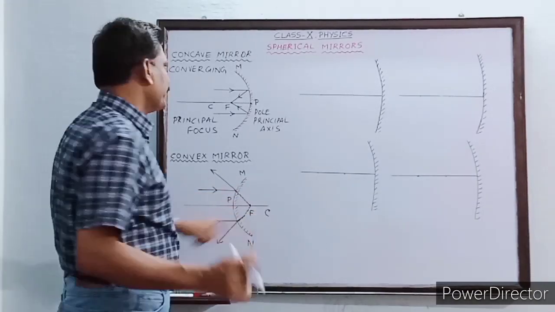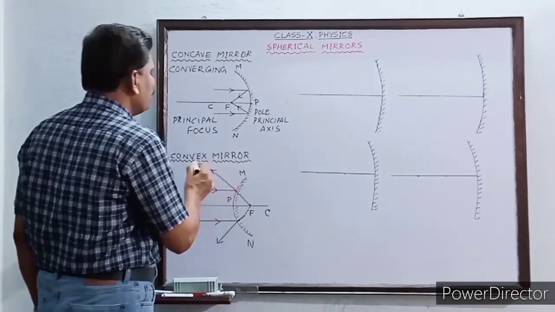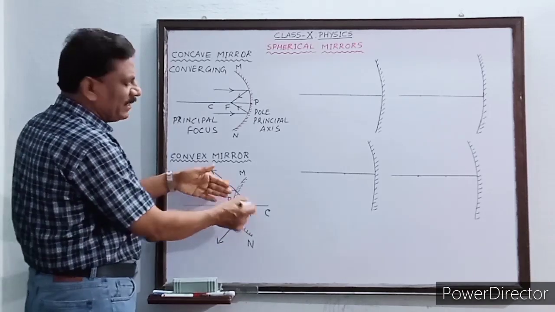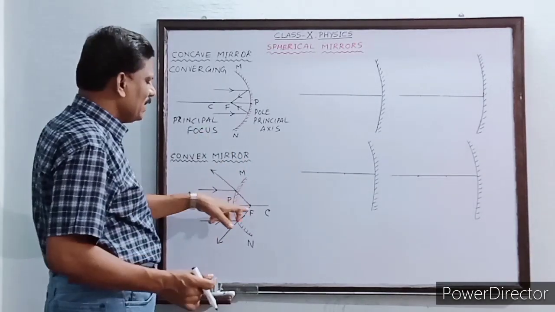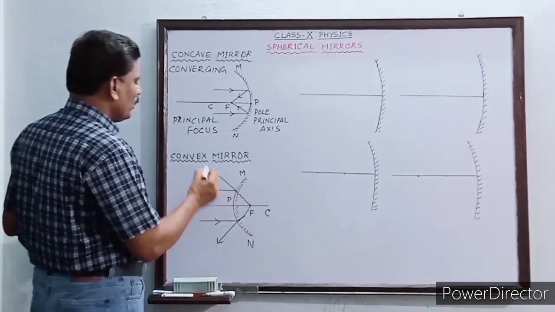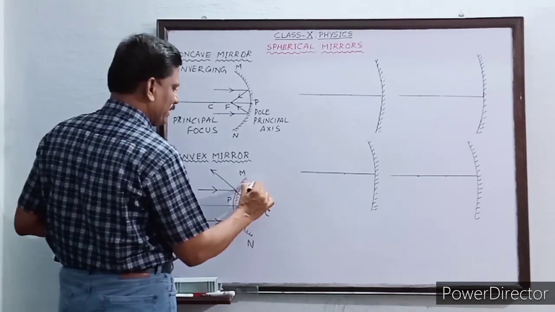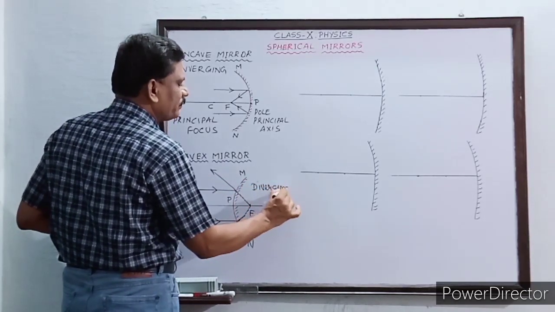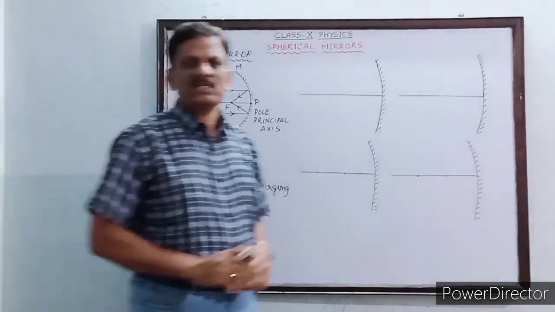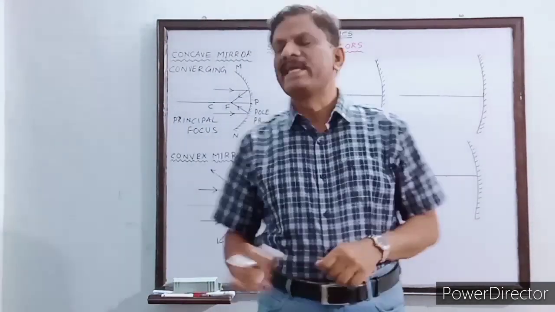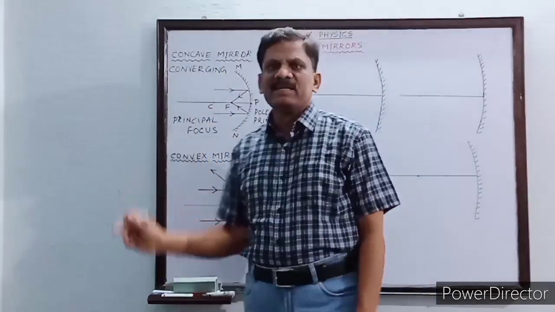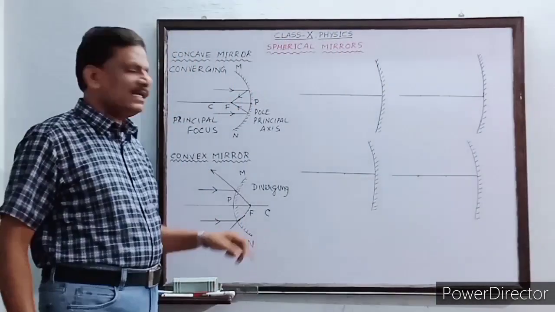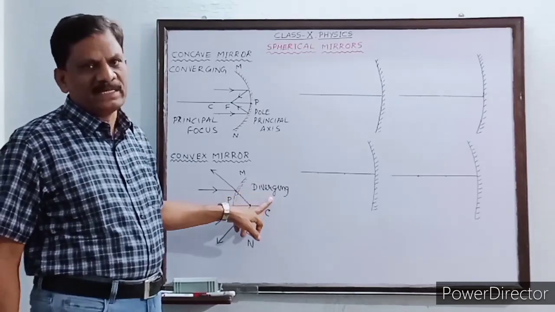Okay, it appears, that is, the reflected ray appears to come from the principal focus. Now, this convex mirror, if you see the reflected rays, they appear to diverge away from the point F. So, the other name of a convex mirror is, it is also called a diverging mirror. Understand? So, what is the other name of a concave mirror? It is called a converging mirror. And what is the other name of a convex mirror? It is a diverging mirror.